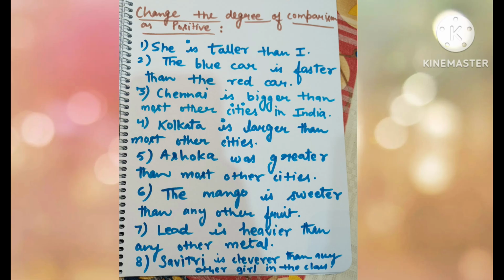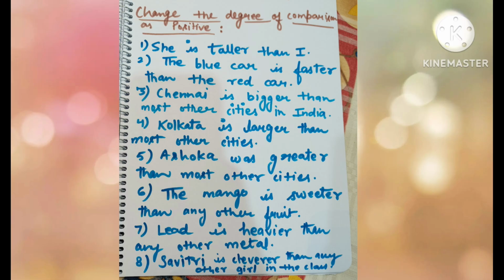Now what you have to do is transform these sentences and use the positive degree. That means you have to remove taller and bring tall, you have to remove faster and bring fast, you have to remove bigger and bring big, right? Positive degrees we have to take in the 8 sentences.